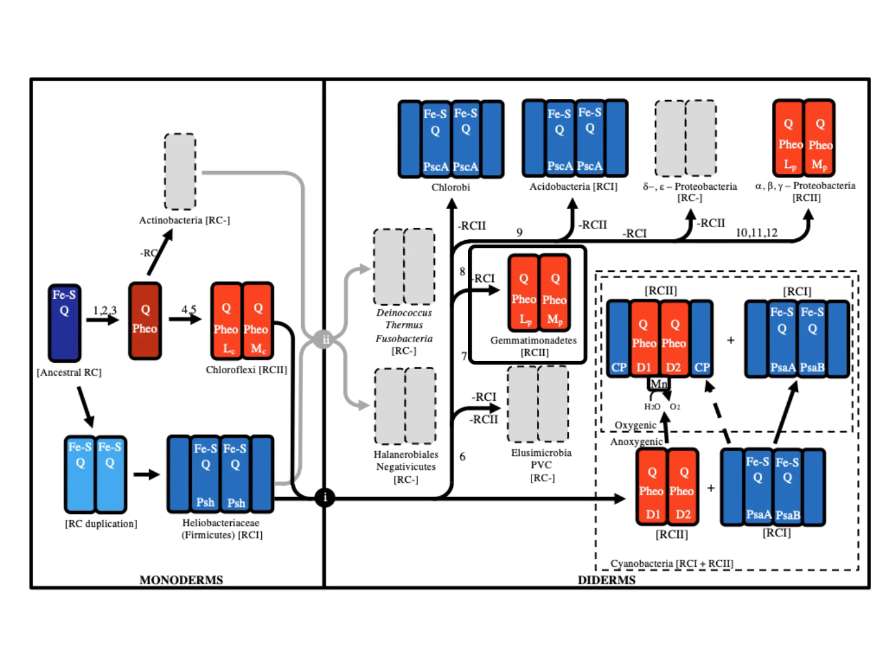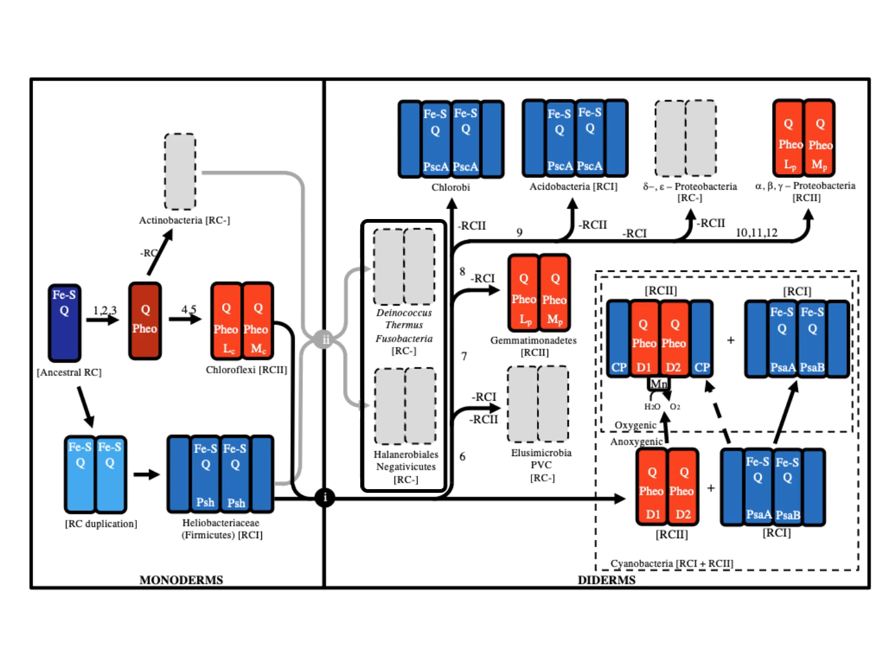Here's Gematimonadetes, which has reaction center 2, so it's lost reaction center 1. These 2, Chlorobi and Acidobacteria, have lost reaction center 2. And then going into the proteobacteria, some of which are photosynthetic but have only reaction center 2, and others that have lost both reaction centers. But then here is the other proposed endosymbiotic event between an Actinobacteria and a Heliobacteriaceae, or just a Firmicutes without photosynthesis, because these ones aren't photosynthetic anyway.